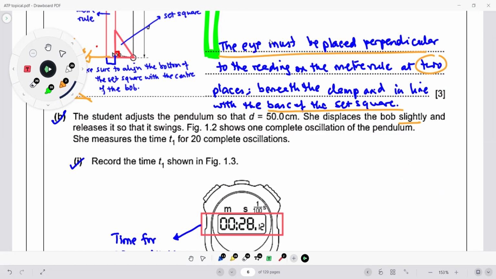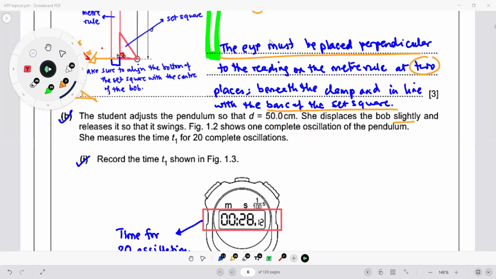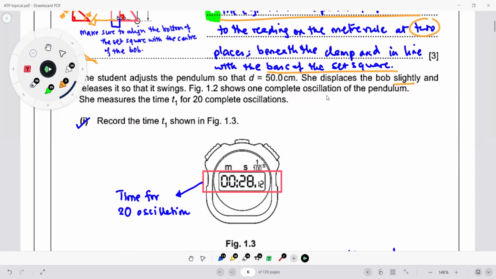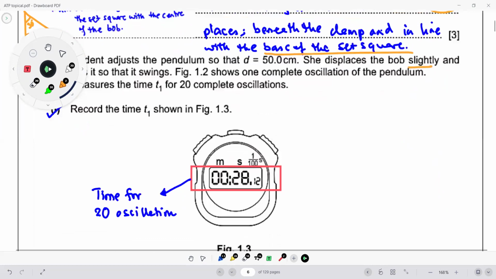Okay. Now it says the student adjusts the pendulum so that D equals 50. She displaces the bob slightly and releases it so that it swings. Figure 1.20 shows the complete oscillation of the pendulum. She measures time T1 for 20 complete oscillations. This time is for 20 oscillations. This is not for one oscillation. Okay, record the time T1.